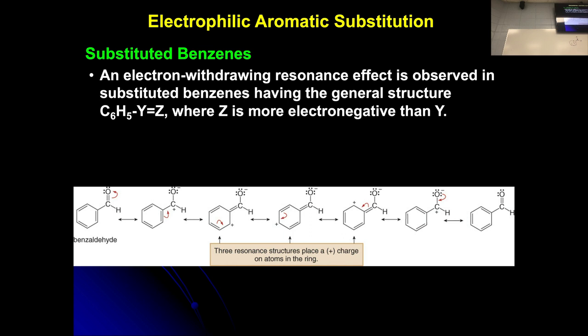Ortho, that's one. Where's the other one that has the positive charge? Para. Where does it have a positive charge? Meta. So if you're an electrophile, you're positively charged, right? Are you going to want to go to the places that are positively charged or the places that have no charge? What do we know about like charges? Do they attract or do they repel?